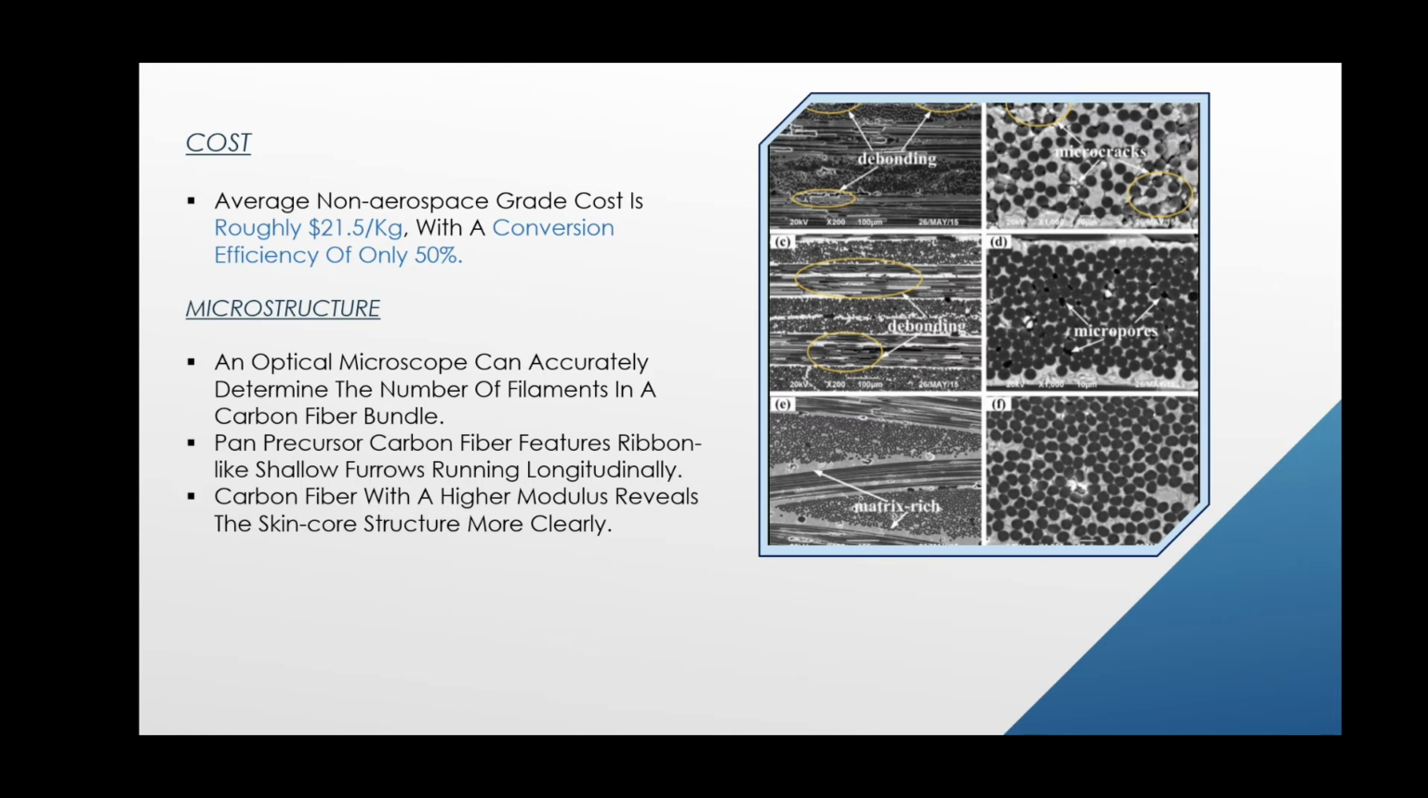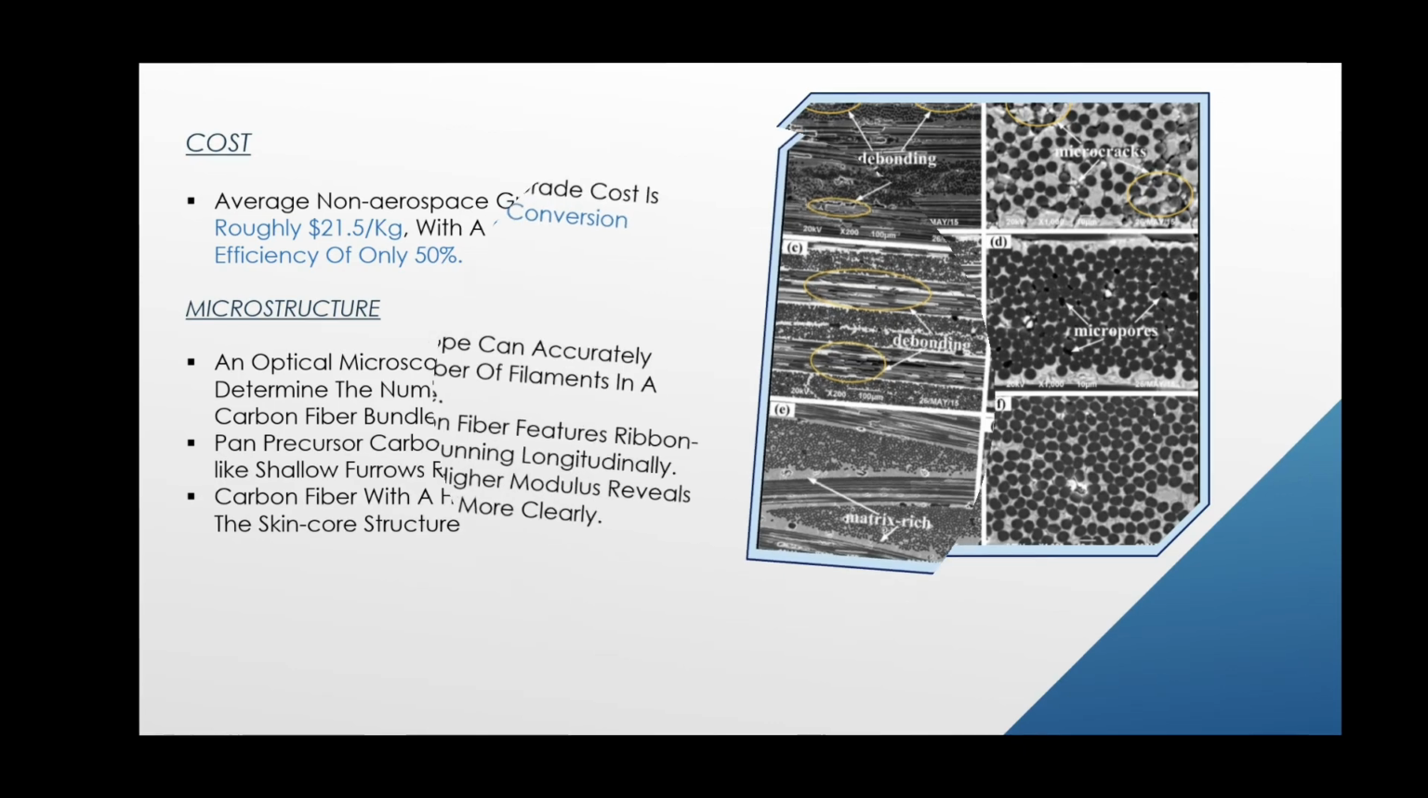For the cost, it is roughly about $21.5 per kilogram with a conversion efficiency of only 50%. And for the microstructure of CFRC, an optical microscope can accurately determine the number of filaments in the carbon fiber bundle. Precursor carbon fiber features ribbon-like shadow pores running longitudinally, and carbon fiber with a higher modulus reveals the skin-core structure more clearly.